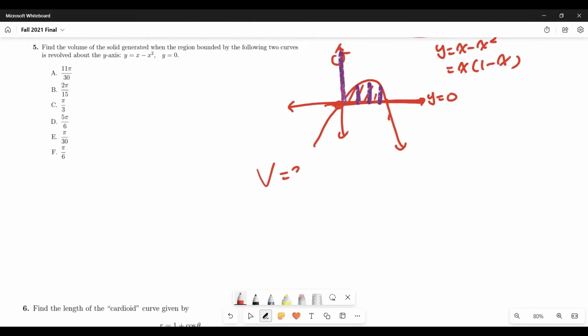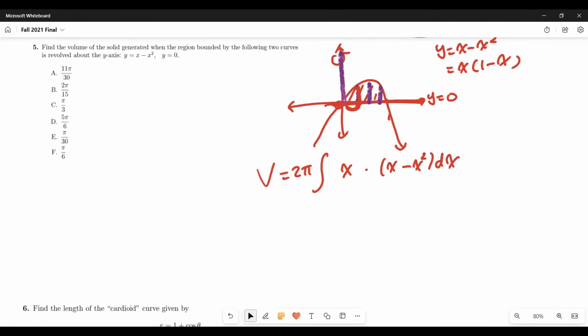So V is equal to 2 pi of the vertical line. The radius would be x, because it's just this radius, right? This is just x, because the function is with respect to x, and the axis is at y equals 0, so it's just x equals 0, which is why the radius becomes x. And you have to find the height, which is just x minus x squared, so it's going to be x minus x squared dx.